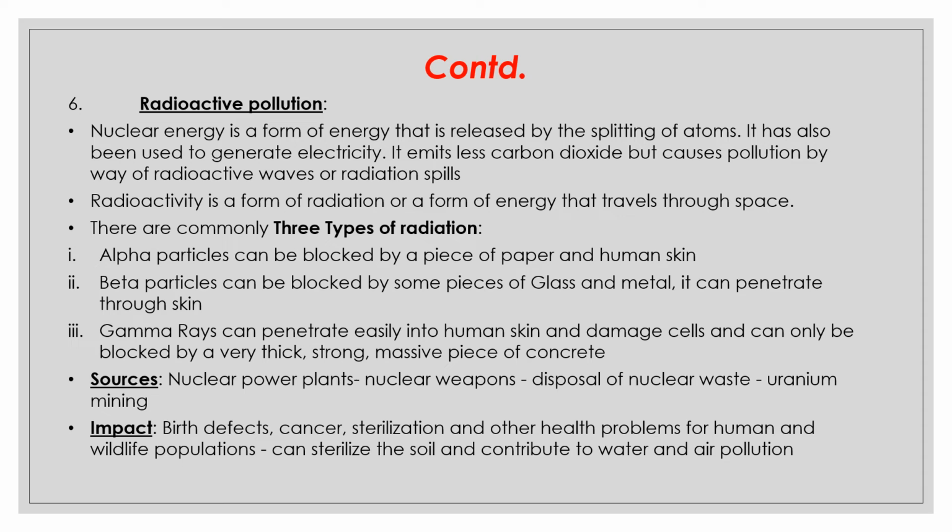Sources: nuclear power plants, nuclear weapons, disposal of nuclear waste, uranium mining. In nuclear power plants, uranium is mainly used. So uranium atoms are split to produce energy. Impact: birth defects may occur.